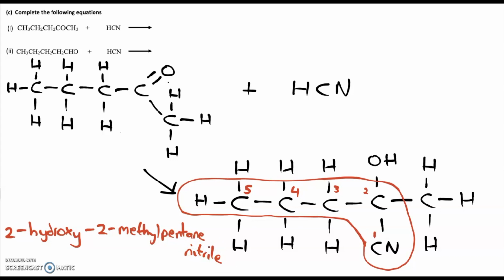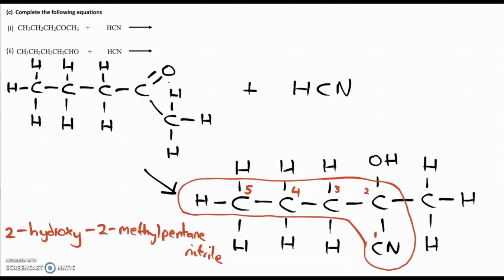Now when writing chemical equations in organic chemistry, it's perfectly fine to draw out the full structural formula of compounds. In this case, it makes it easier to see that the hydrogen has joined the oxygen to make an OH, and the cyanide is joined onto the same carbon. You could, however, use shorthand, and you could just write down the product is CH3CH2CH2C(OH)(CN)CH3. That would be fine as well, but I've chosen to draw out the full structural formula to make it easier to understand what's happened.